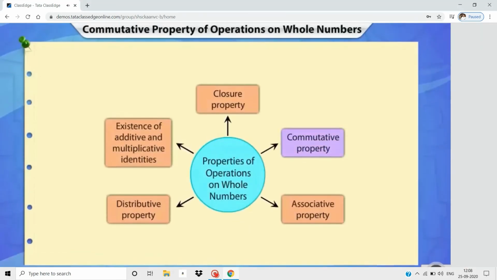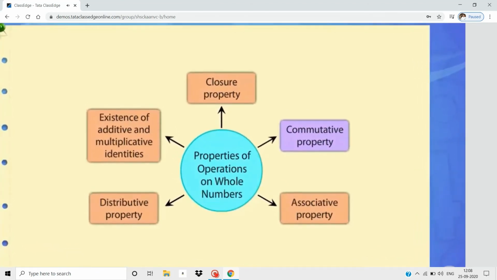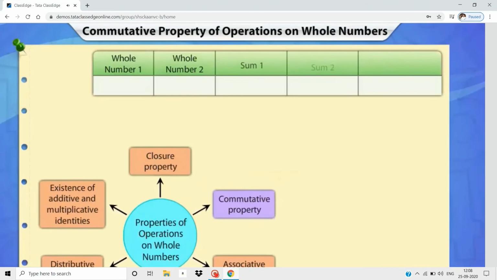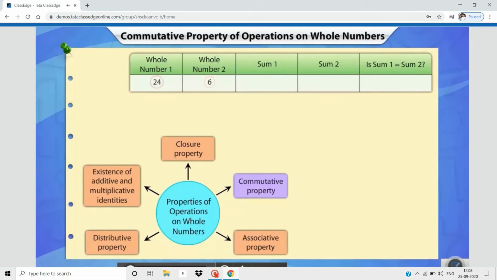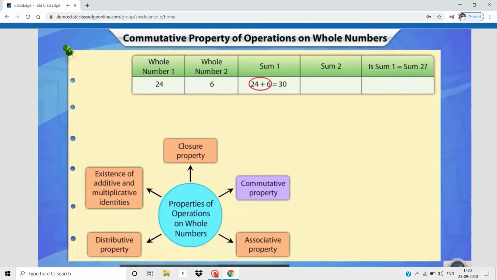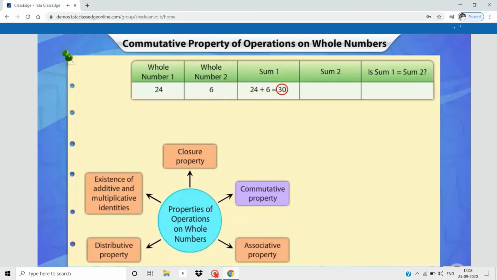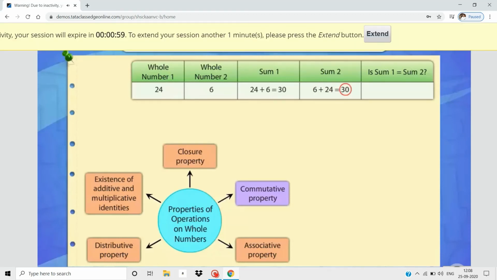Now let us look at the commutative property of operations on whole numbers. Consider two whole numbers, 24 and 6. When we add 24 to 6, we get 30. Now let's change the order of the numbers as 6 and 24. Then add 6 and 24. We can see that still the answer is 30. Thus, we get the same sum even if we change the order of the numbers.